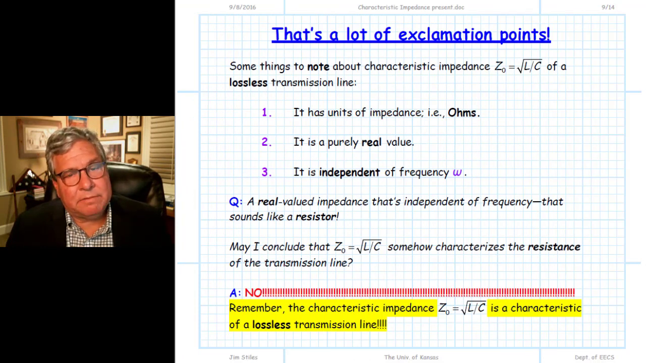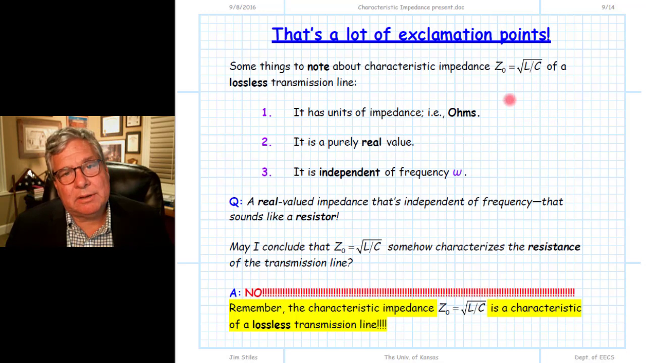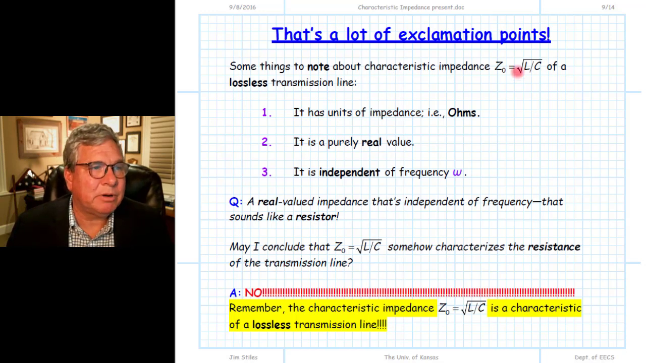All right, there's some other things that are very important to note about characteristic impedance of our transmission line. First of all, it has units of impedance. That's why we call it characteristic impedance. In other words, units of ohms. Now, it may not be evident to you that the square root of L over C would have units of ohms, but remember the square root of L over C is equal to V plus divided by I plus. And of course, the ratio of the plus wave voltage to the plus wave current must have units of ohms by Ohm's law. So you can show that this, in fact, does have units of ohms, but again, we can infer that by simply looking at the previous equation relating V plus and I plus.